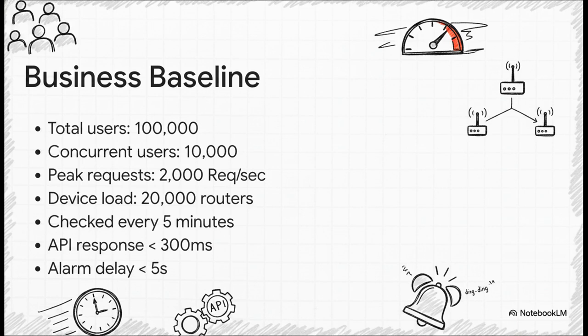But here's the real kicker, the strict service level agreements, our SLAs. Our API has to respond in under 300 milliseconds. That is literally the blink of an eye. And critical alarms, they cannot be delayed by more than 5 seconds, period. These strict business rules dictate absolutely everything else we're going to do.